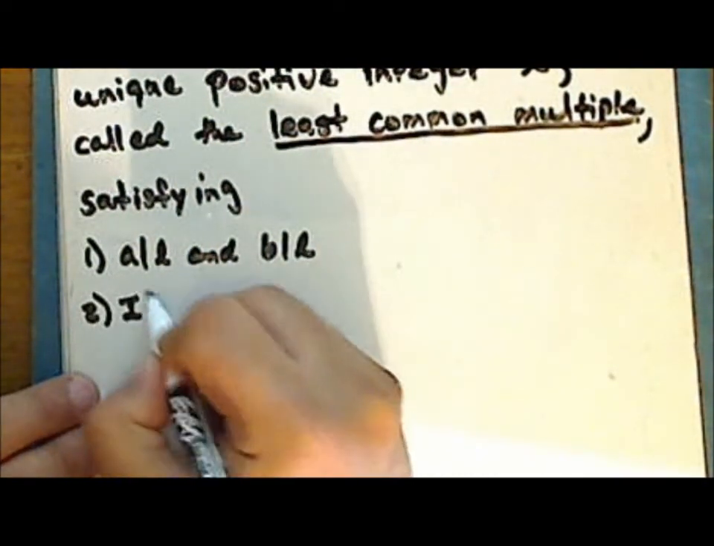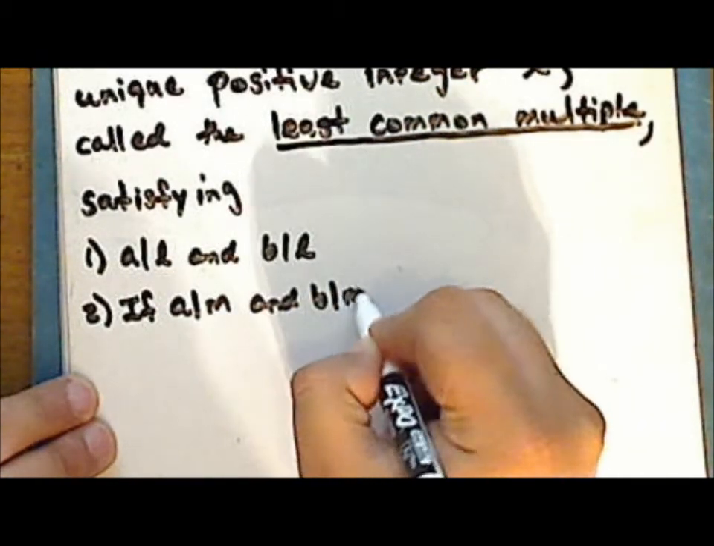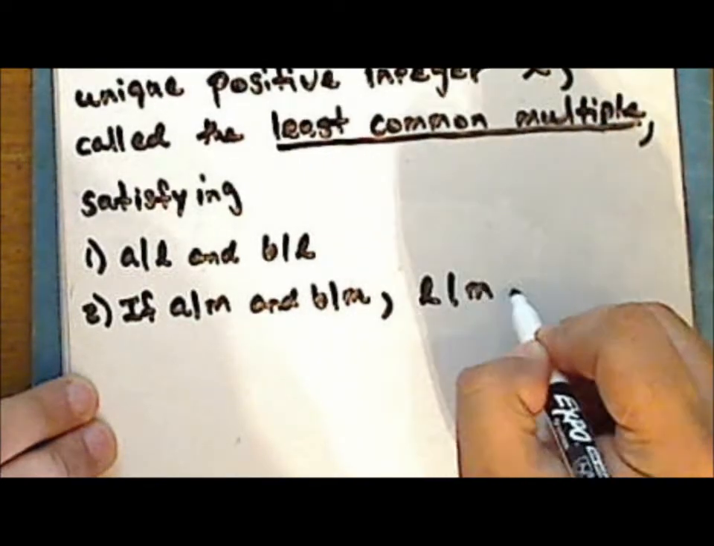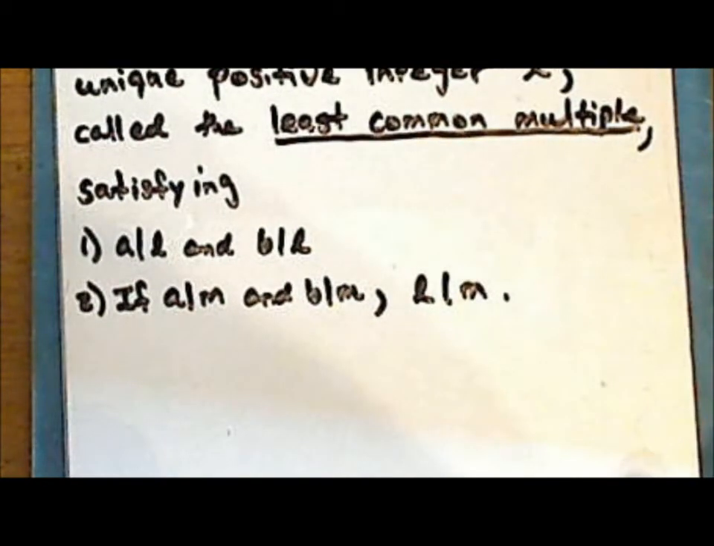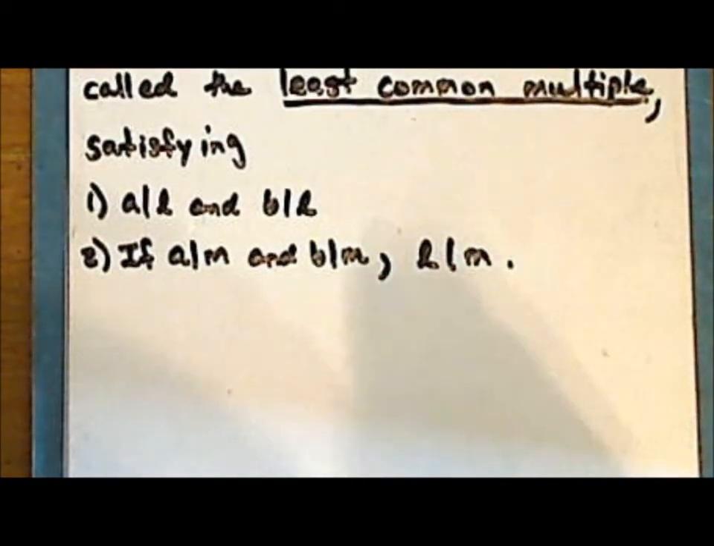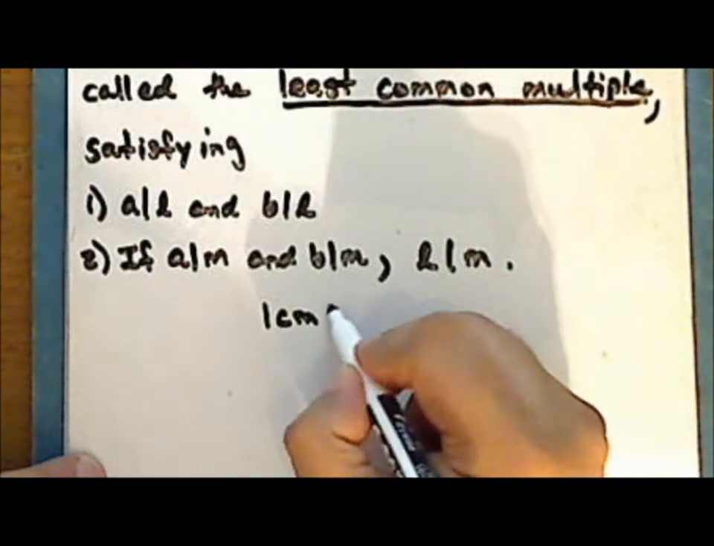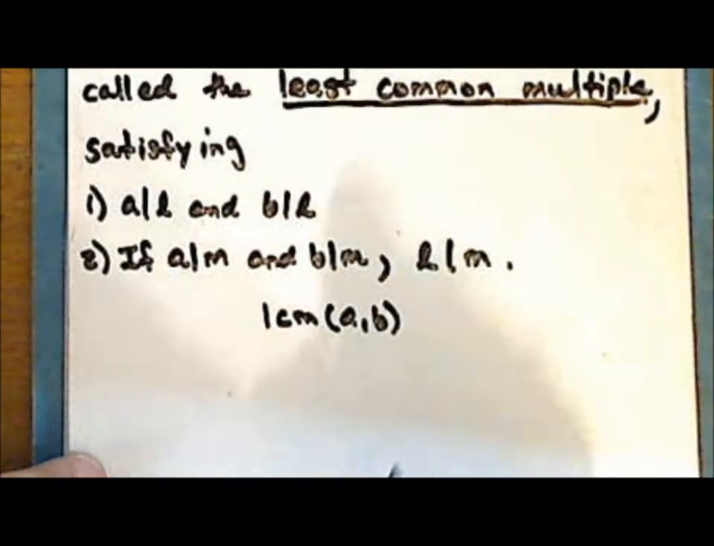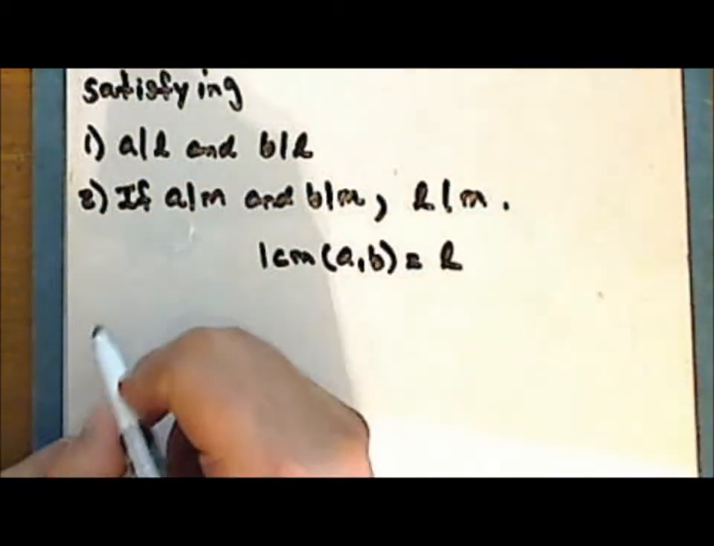Second, if both A and B divide some number m, then L divides this number m. So the first property tells us, again, that the positive integer L is a common multiple of A and B. And the second property tells us that it is the smallest of the common multiples of A and B. All right? Now, I will use functional notation to denote the least common multiple of two non-zero elements, A and B as well. So let's look at an example.